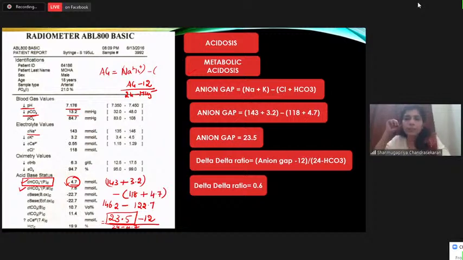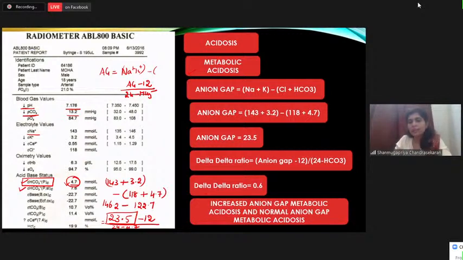I'll give you 1 minute to interpret it. What do you think is the interpretation? Is it just high anion gap metabolic acidosis? Very good. Somebody has answered it. Meghna, too good. Yes. So it's a combination of high anion gap metabolic acidosis and a normal anion gap metabolic acidosis. Okay. So it's a case of combination of increased anion gap metabolic acidosis and normal anion gap metabolic acidosis.